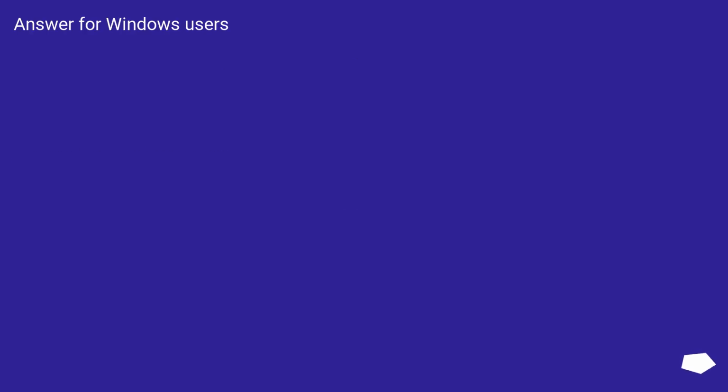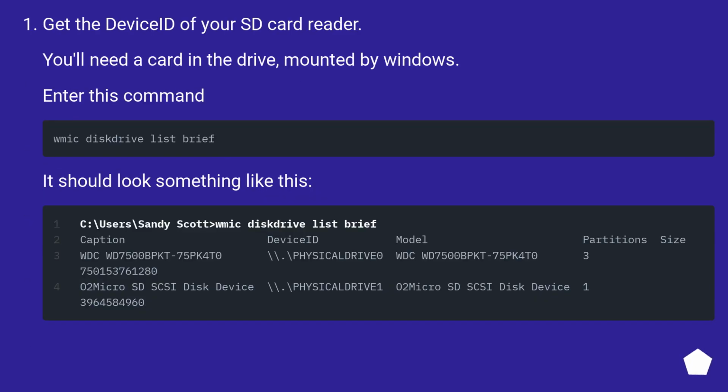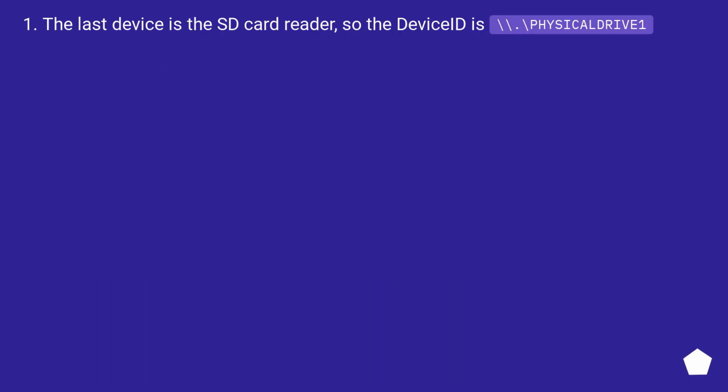Answer for Windows users. Get the device ID of your SD card reader. You'll need a card in the drive, mounted by Windows. Enter this command. It should look something like this. The last device is the SD card reader.